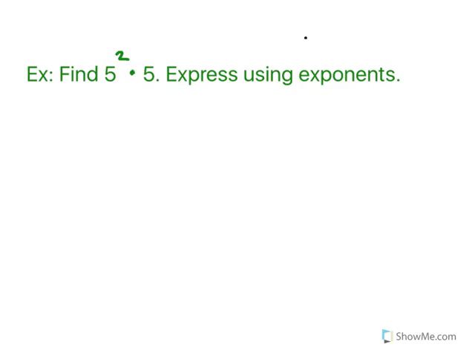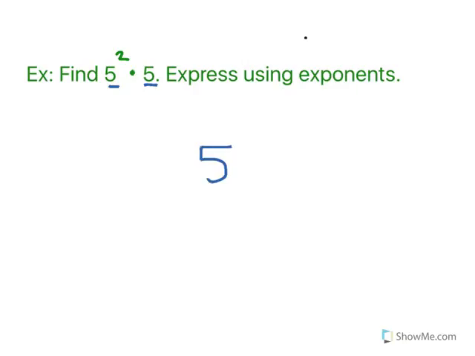So let's do an example here. It looks like the multiplication sign is gone here. So it says find 5 to the second power times 5, express using exponents. So when it says express using exponents, it means don't solve it. It means just pretty much simplifying this into one base and one exponent. So what we're going to do, because it has the same base, we're going to keep the bases the same. So we're going to keep the base of 5.